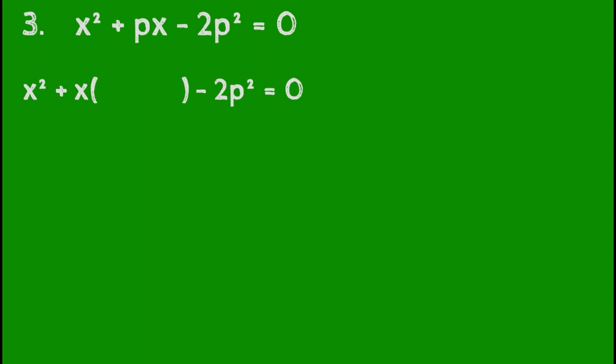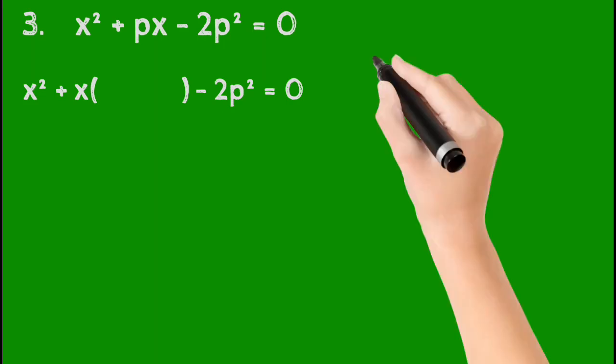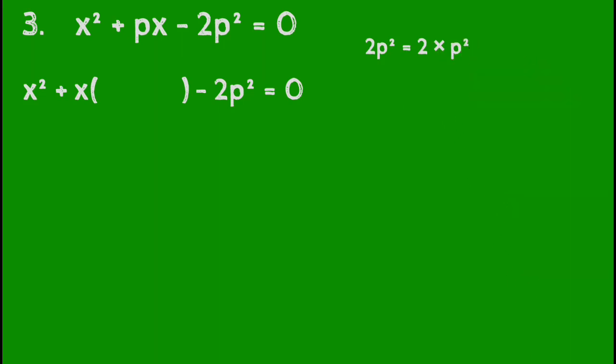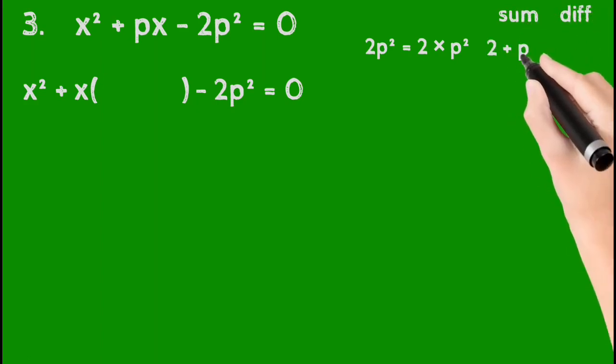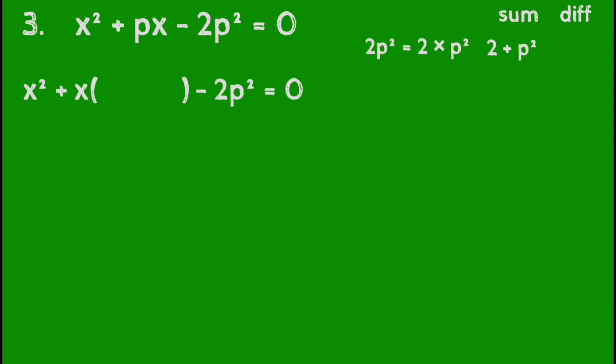Now let's generate the terms that go inside the bracket. We could say 2p squared, the last term, is found by multiplying 2 and p squared. In that case, what will be the sum of 2 and p squared? 2 plus p squared. The difference, 2 minus p squared. Again, the sum or the difference of these two terms is not giving me p. So these factors will not work. I need to think of other factors of 2p squared.